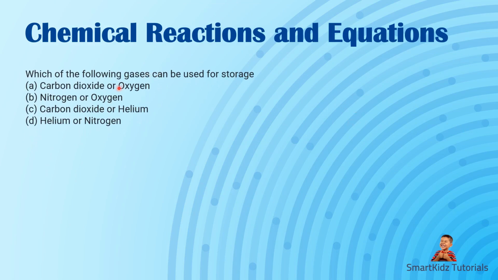Next question: which of the following gases can be used for storage? Choices given are carbon dioxide or oxygen, nitrogen or oxygen, carbon dioxide or helium, and the last choice is helium or nitrogen. The correct answer is helium and nitrogen. Nitrogen is used in the chips packets that you get. That's why you have the puffed bag, but when you open it you hardly have any chips because it's filled with nitrogen gas. Helium is also used, you have helium balloons, and even the large transportation balloons that used to be there before used helium.